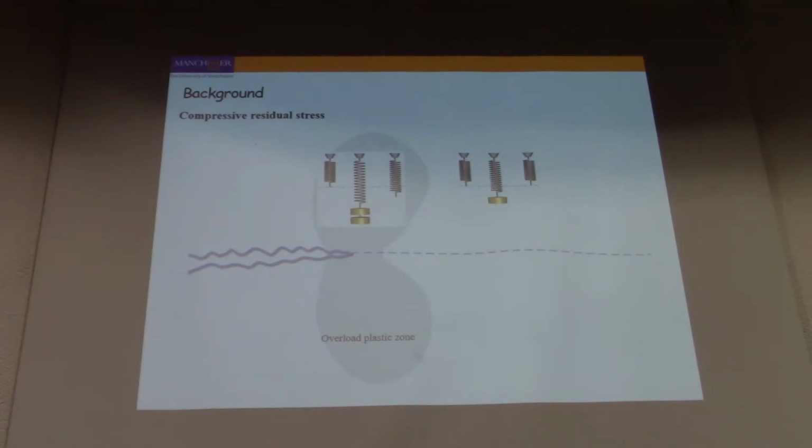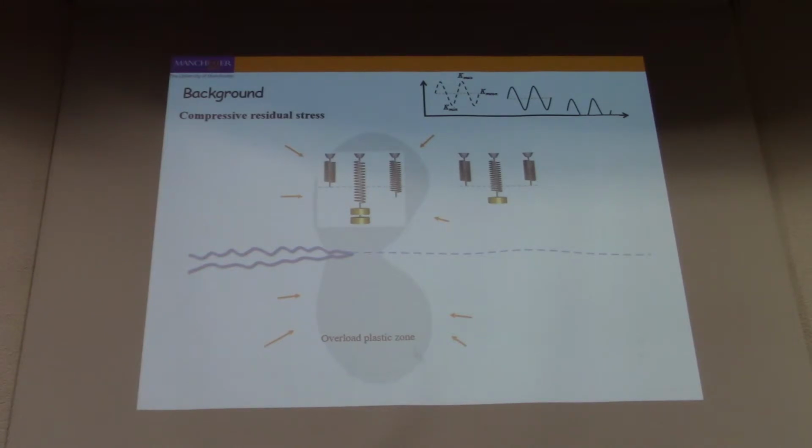So during unloading, the elastic recovery will compress this region. So a compressive stress zone is generated within this overload plastic zone. So the residual stress can lower the whole stress, we can say here, and then if the residual stress is too significant, it can give rise to closure.